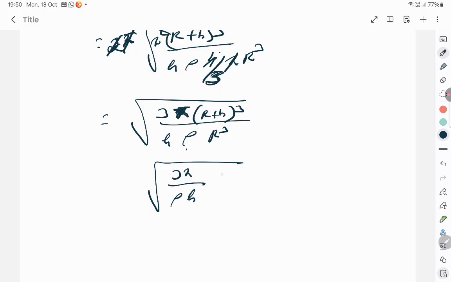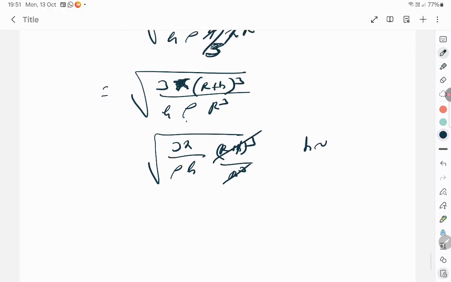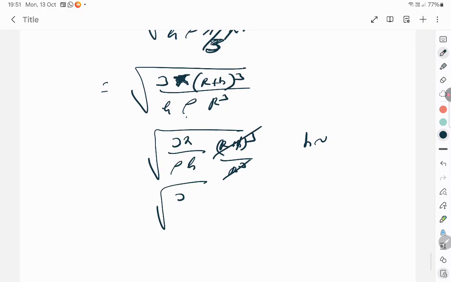By, here you have (r plus h) the whole cube by r cube. Considering h is negligible or small when compared to capital R, you can ignore the h. R cube and r cube itself will get cancelled. The root of 3 pi by rho g is the approximate formula you will get for the time period in that case. It's a case study.